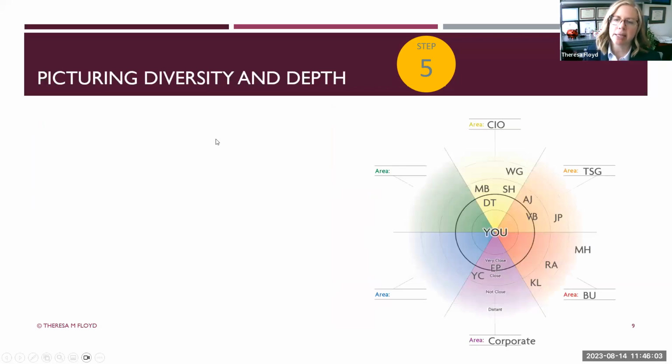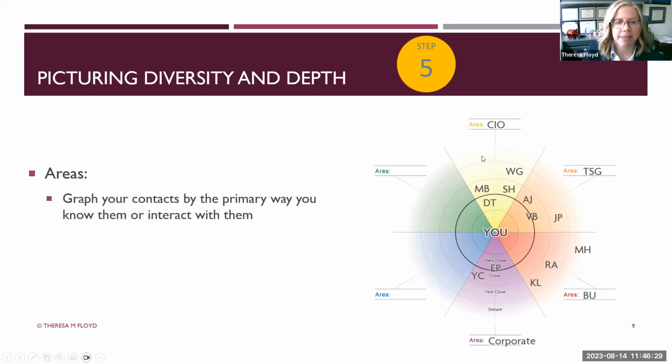All right, now we're going to kind of create a picture of the network. So on step 5, you're going to notice that you have the option of filling in 6 different areas, right? And so you could have an area that, oh, these are all the people that I work with at corporate, and then these are the people that I work with in perhaps different areas, different departments of the business, right? And so graph your contacts by the primary way you know them or interacted with them. You could have an area that's family and friends. That's absolutely fine, but put your contacts within each kind of slice of the pie.